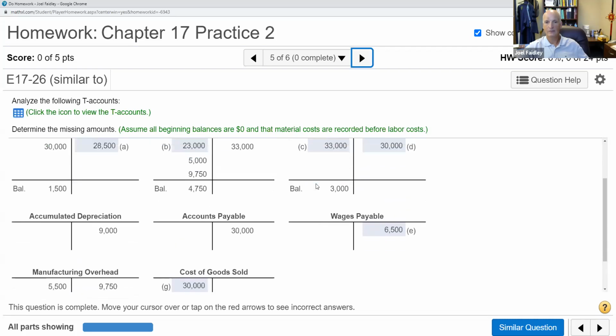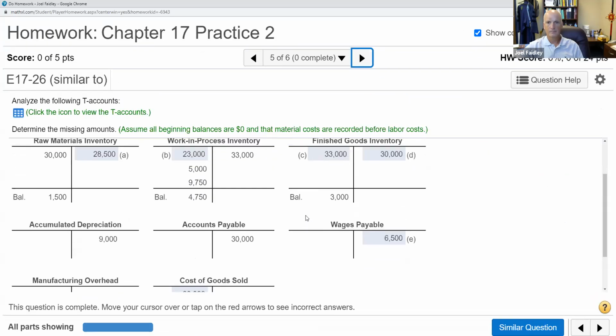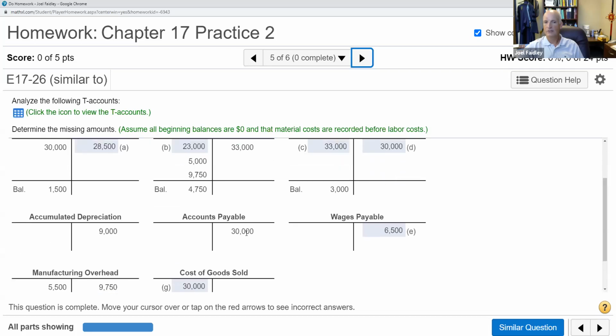I guess we can't do that till we take care of wherever C and D is down here. I guess we can. 33 came out of work in process. Where does it go? Finished goods. All right, if that's 33 and that's 3, then that means that must be 30 credit, finished goods. And if that's 30 finished goods, then that 30 has to go to cost of goods sold, doesn't it? So this is a very good exercise for flow of your product.